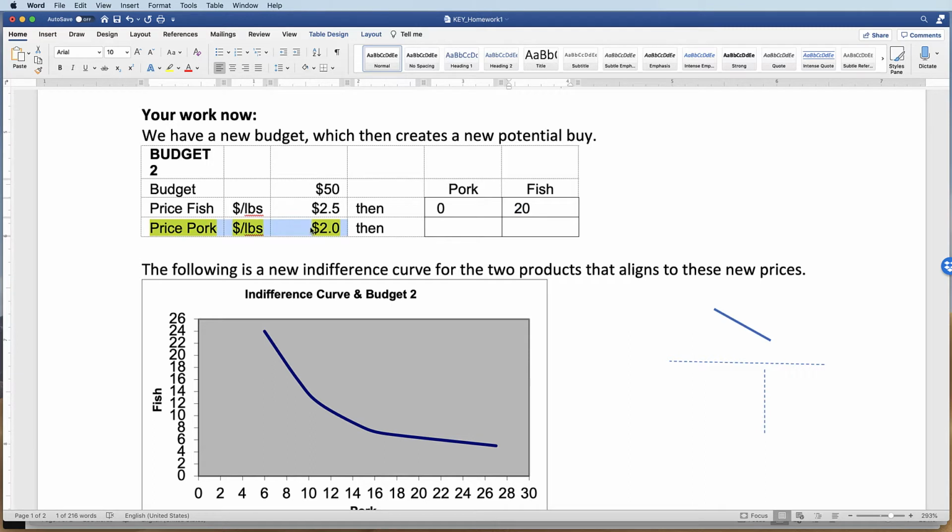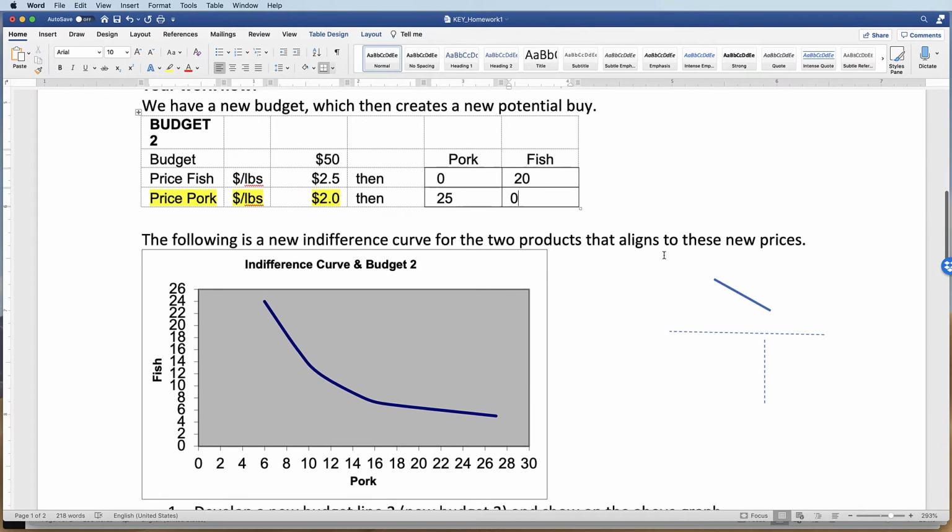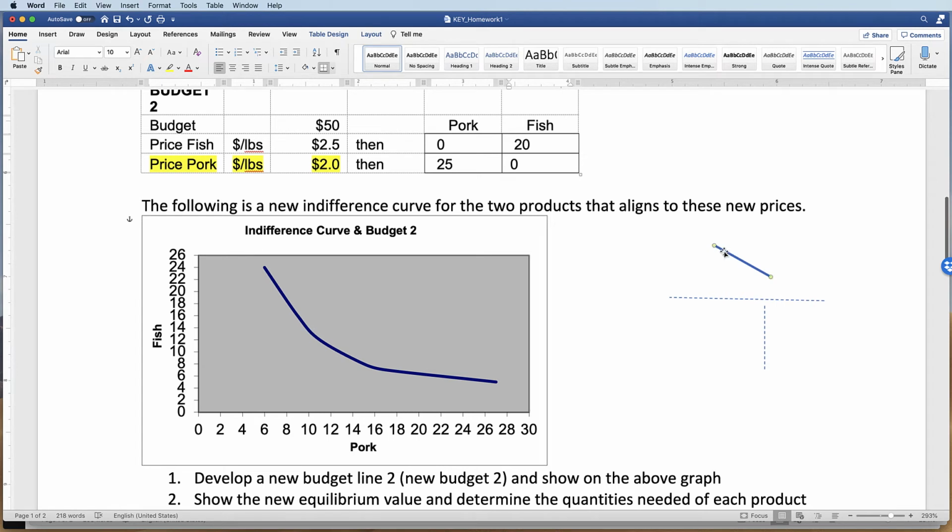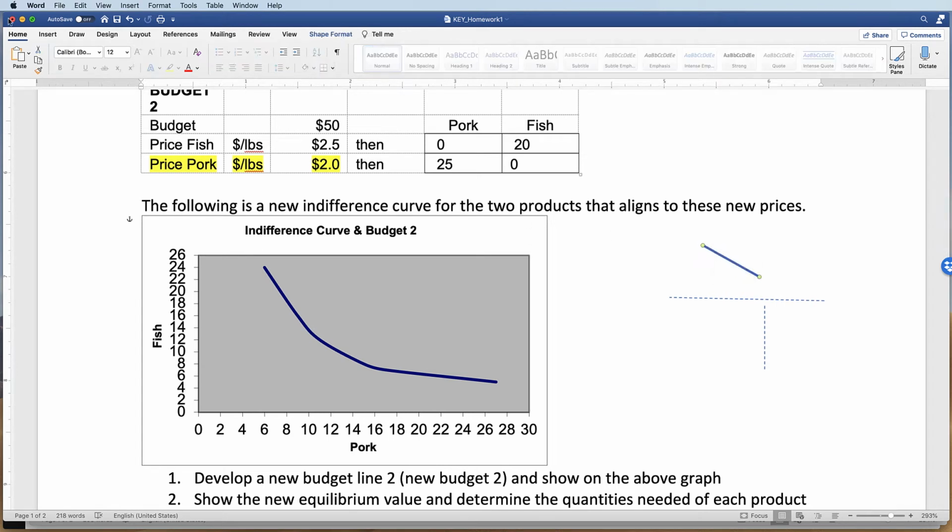Now, this is what changed. The grocery store put pork on sale, so it was $4.50. Now it's $2. So that means that we can buy 25 pounds of that. That's 25 times 2 is 50. So 50 divided by 2 is 25. And then, of course, if we spend all our money on pork, we have no more money left for fish. Now, that's just to get us a budget line. So how do we get the budget line drawn? Well, I've got a line over here drawn that I did in Microsoft Word here.